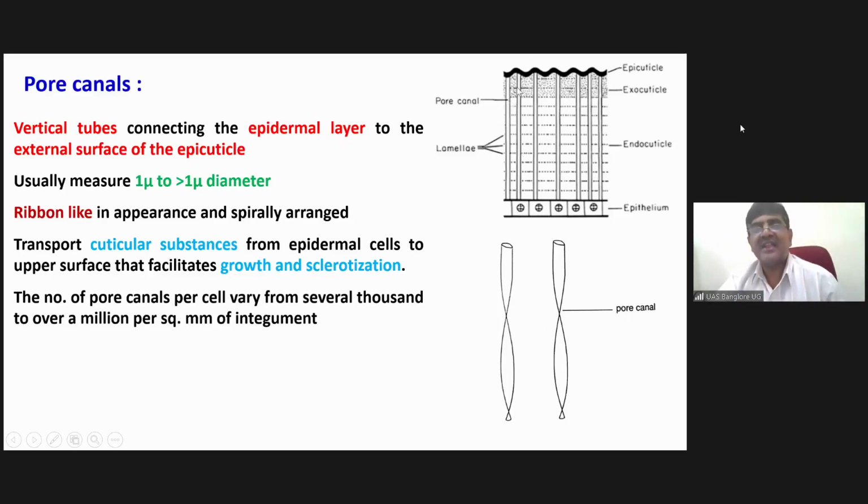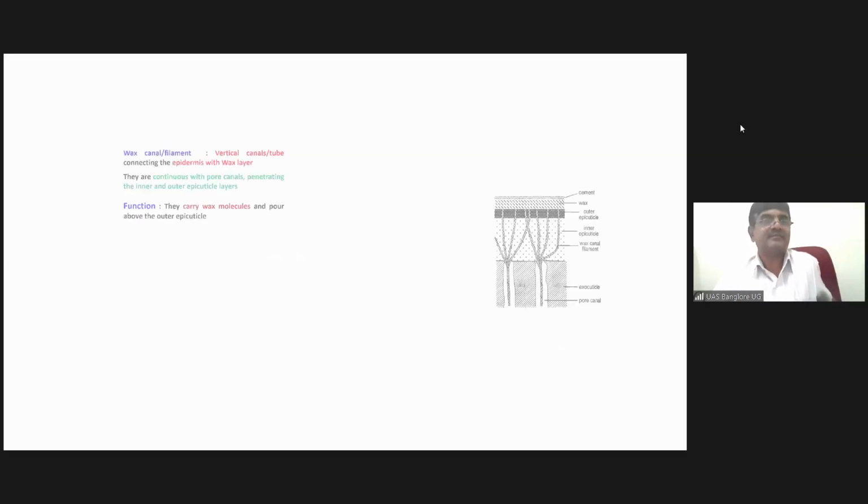If you take the number of pore canals, per cell they may vary from several thousand up to a million per square millimeter of insect integument. So this is all about the pore canals.